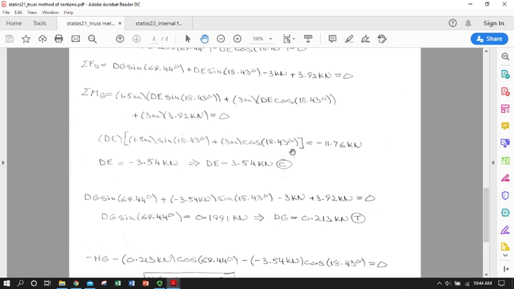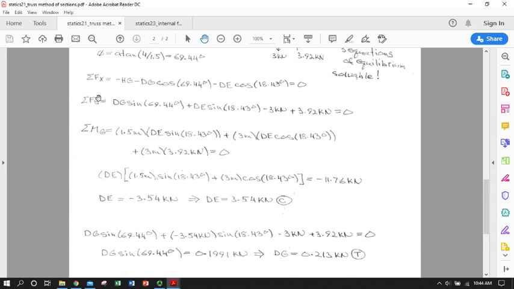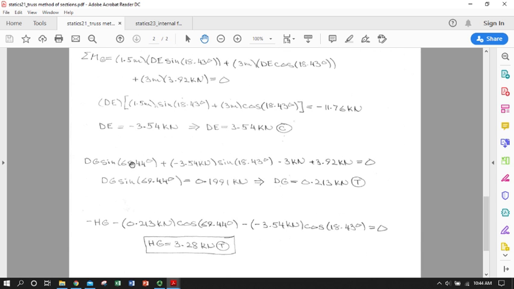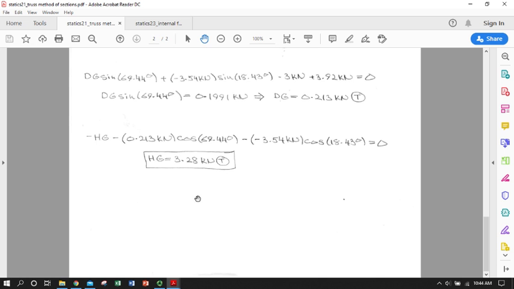Then we fed this number back into our X and Y equilibrium expressions and turned the crank. Now we went to 2 equations and 2 unknowns, solved for DG, and then solved for HG, and found that HG was in fact in tension, 3.28 kilonewtons.